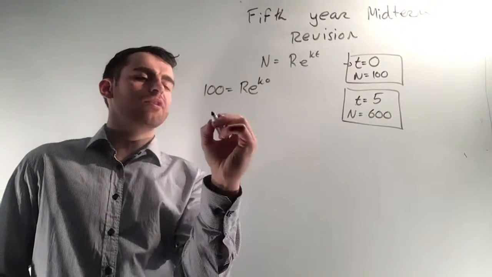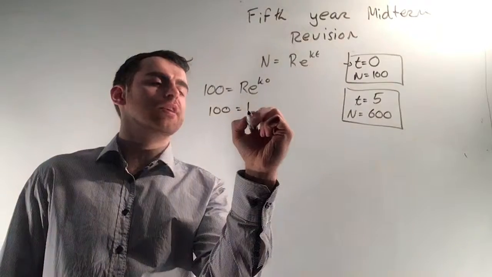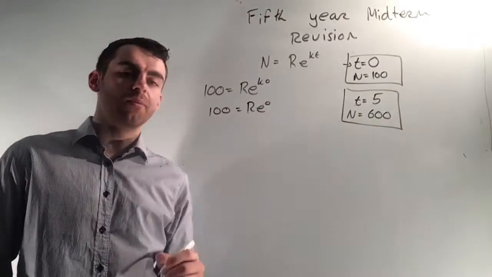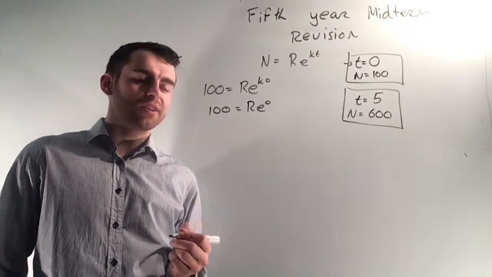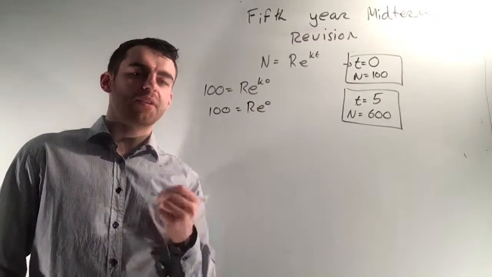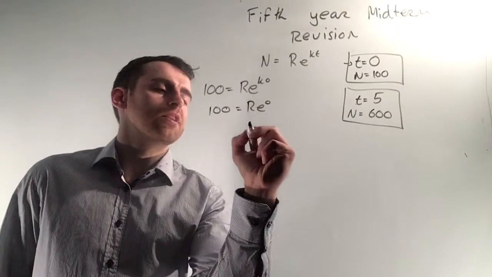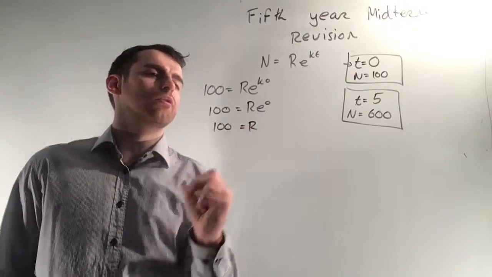Obviously, k times 0 is just 0, so I could view this as 100 is equal to a times e to the power of 0. And one of the rules of powers in your log tables is that any number to the power of 0 is equal to 1. So you can just finish this off by saying that a is equal to 100.